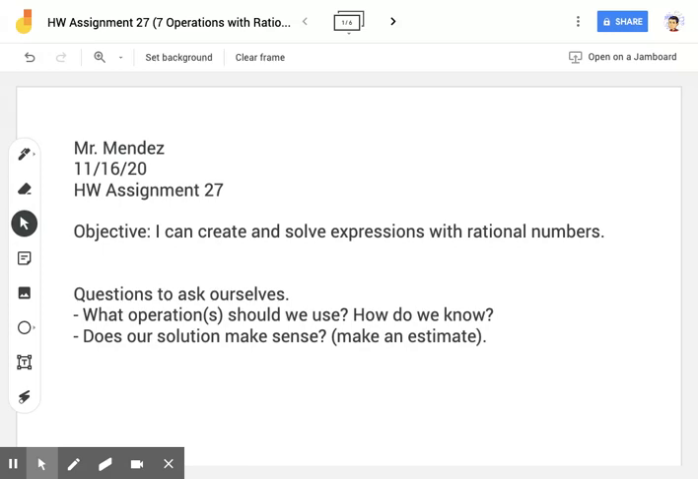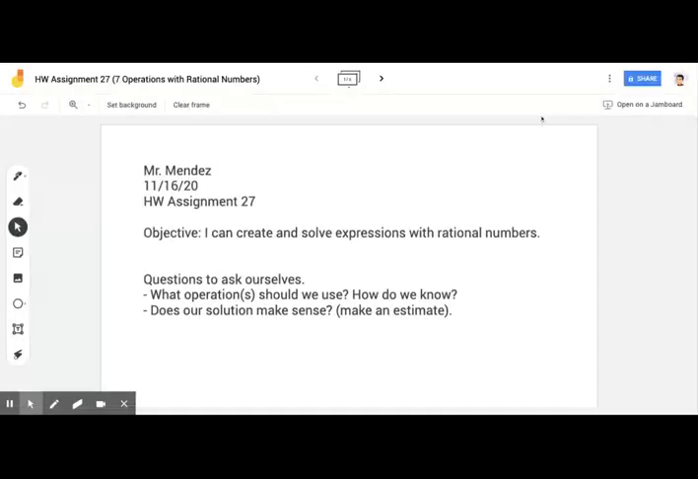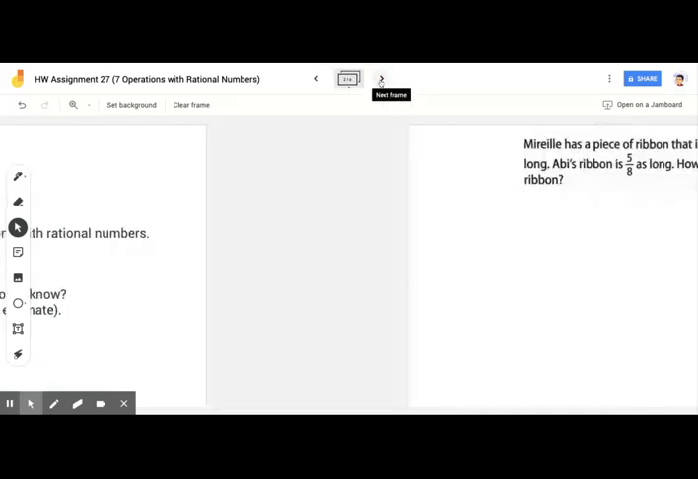So I want us to focus on different questions that we can ask ourselves whenever we are working on these types of problems. What operation or operations should we use? How do we know? So how can we make sense of those operations? And does our solution make sense? So can we make an estimate beforehand of what our solution is going to be? And I'll walk us through this today. So let's take a look.